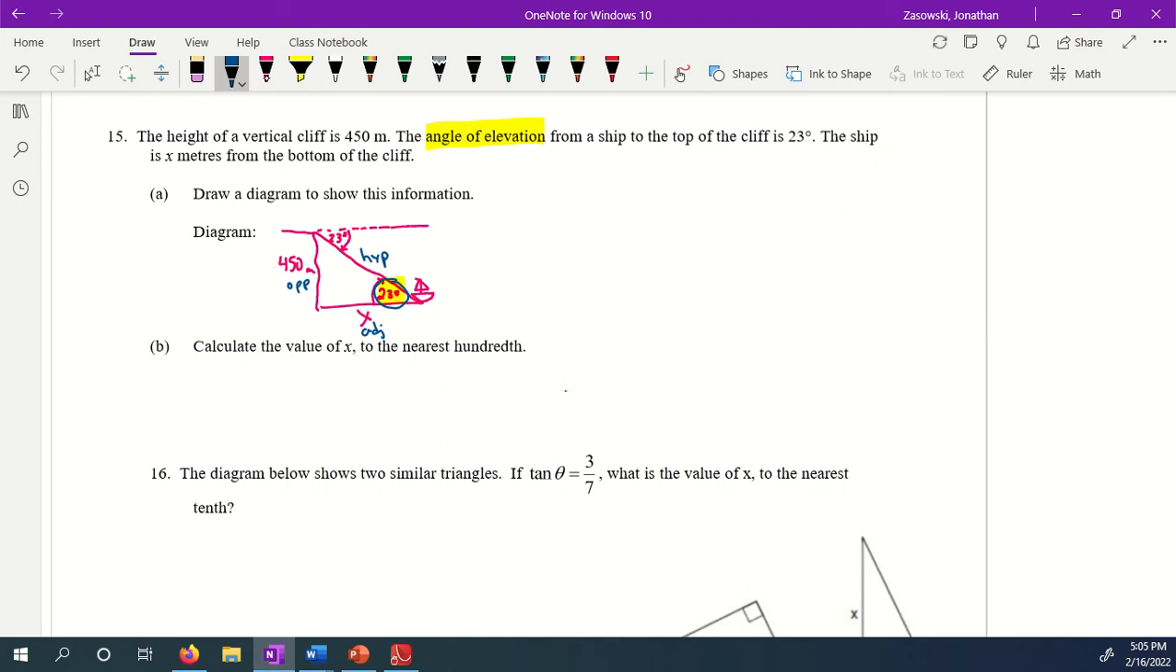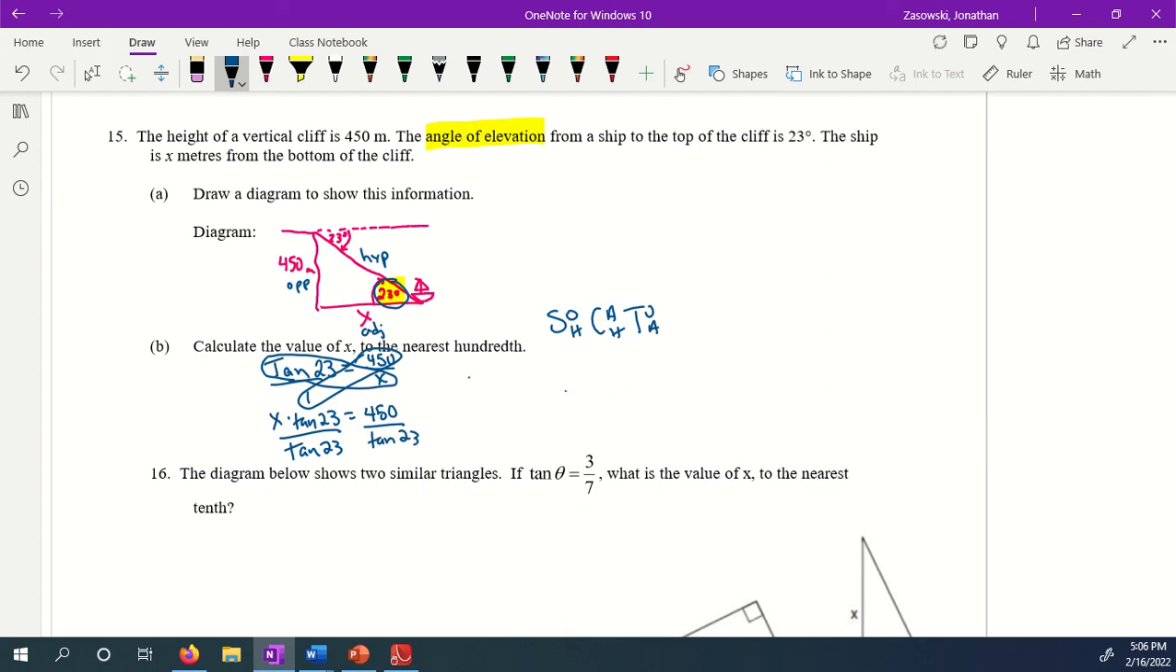So we're using the opposite and adjacent. So if you need to use your reference of SOH CAH TOA, go for it. All right. And since we have O and A, we're going to do the tangent. So the tangent of the angle, 23, is equal to the opposite, which is 450, over the adjacent X here. Okay. We're going to go ahead and cross multiply because we're looking for a side. And we're going to get 450 is equal to X times the tangent of 23. Whether you put a capital T or lowercase t makes no difference. And then we divide by the tangent of 23.